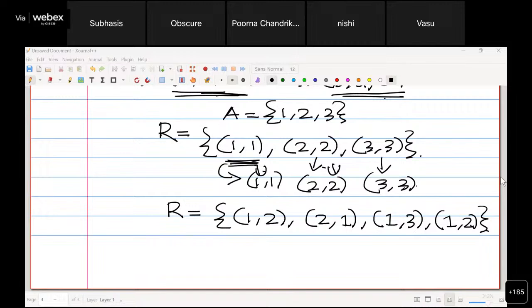Again, I started with some identity relation, which should be basic, with only diagonal elements, not other elements. Again, one suggestion: you should allow me to complete the thing. One by one, I will go to some different kind of example.